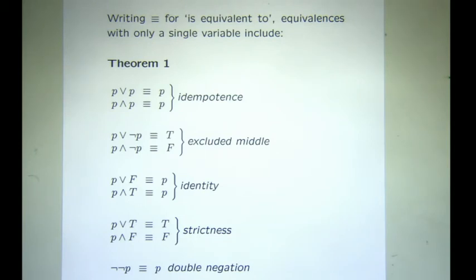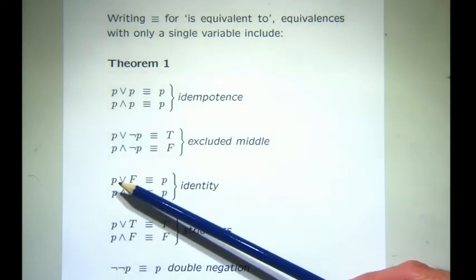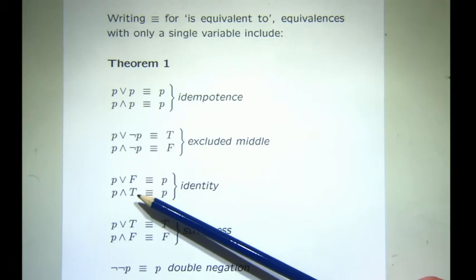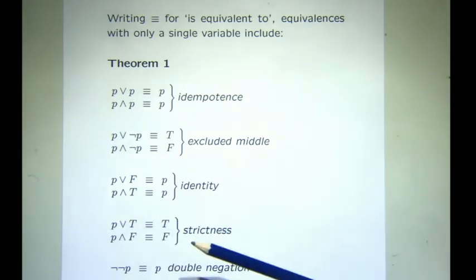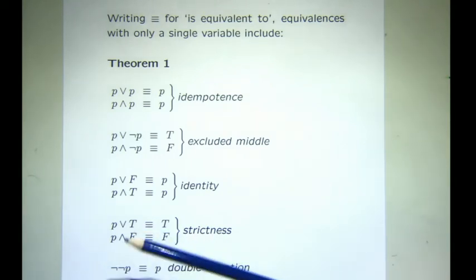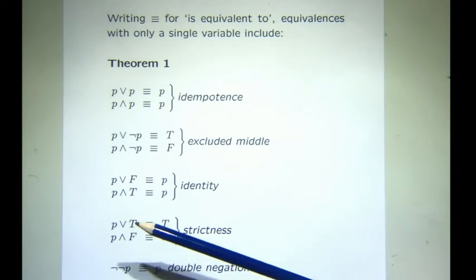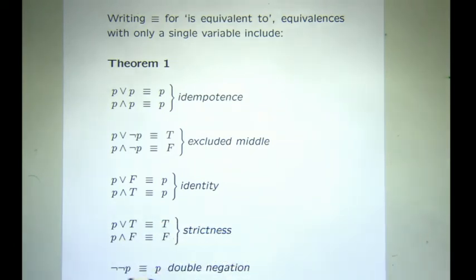That's called excluded middle. Identity laws: if you have a false as an input of an OR, then the result will be just the other input. If you have a true as an input of an AND, the result will be just the other input. Strictness, this is the case where a true or a false forces the output. The other input then becomes irrelevant. So this T here forces this one, this F forces this. And then finally, double negation: not not P is of course just back to P again.